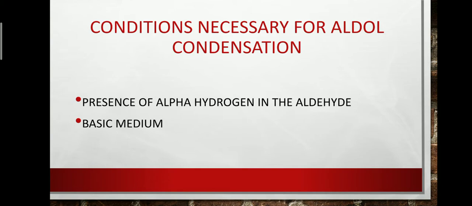And next, what are the conditions necessary for an aldol condensation? The first main condition is it should have an alpha hydrogen. To undergo aldol condensation, the carbonyl compound should have an alpha hydrogen. So formaldehyde doesn't have alpha hydrogen, so it won't undergo aldol condensation. And this condensation reaction takes place in a basic medium.